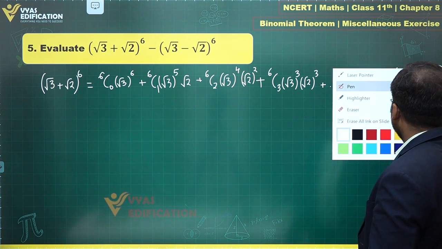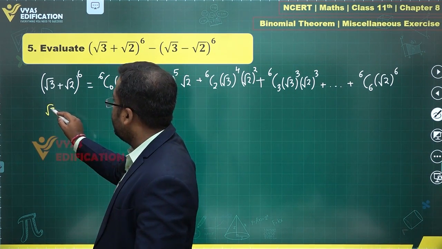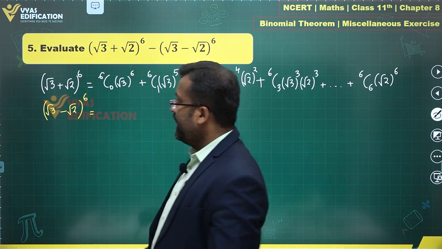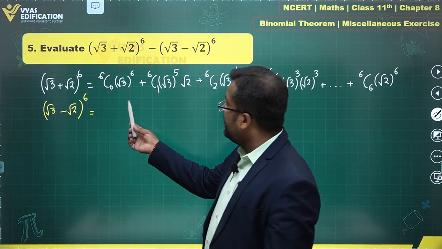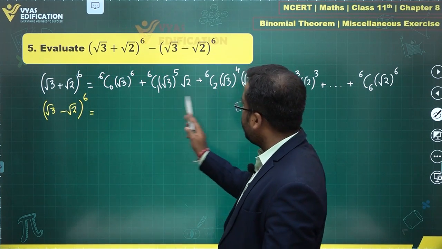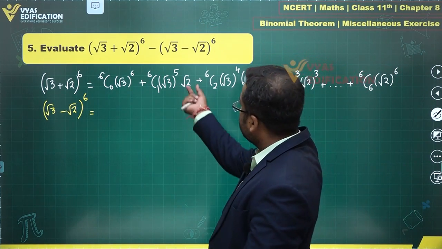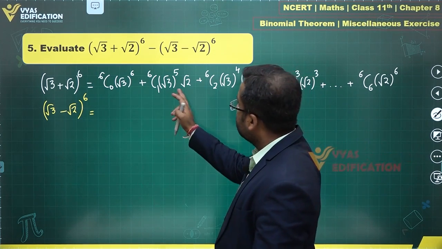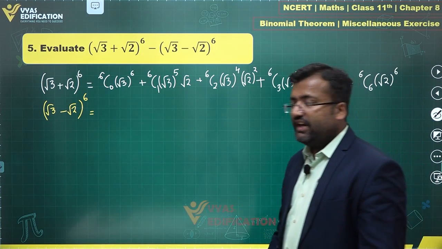Similarly, let me write the second expansion. What you'll have is (root 3 minus root 2) power 6. And if you observe, there is a minus over here, that's the only difference. So alternate terms will be plus or minus. This will be plus, this will be minus, this will be plus, this will be minus, and that's the only difference that will be there. Since instead of root 2, we have minus root 2, 6C1 will be negative, 6C3 will be negative, 6C5 will be negative, right?